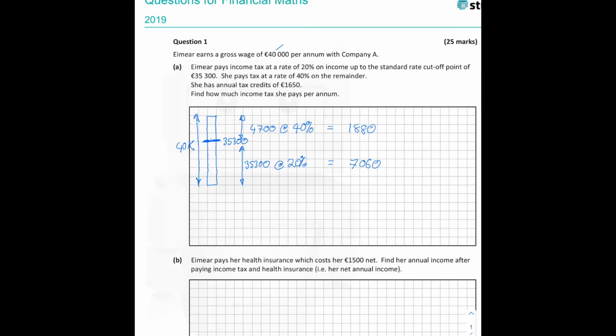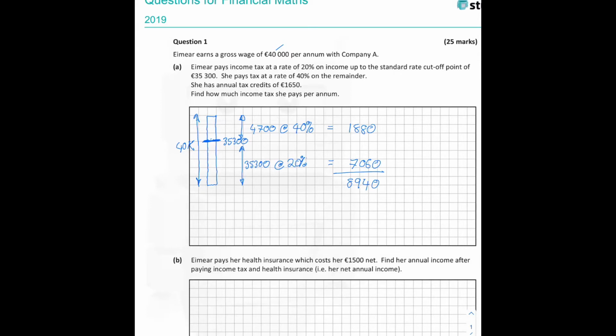We could work out our total tax that she could end up paying. What do you think we would have to do to these two figures to work out how much tax she could end up paying? She's definitely going to have to pay that, and she's definitely going to have to pay that. To find out what she could end up paying in total, how would we work that out? Yeah, we're going to add those two together. So it's 1880 plus 7060 equals, that's 8940.